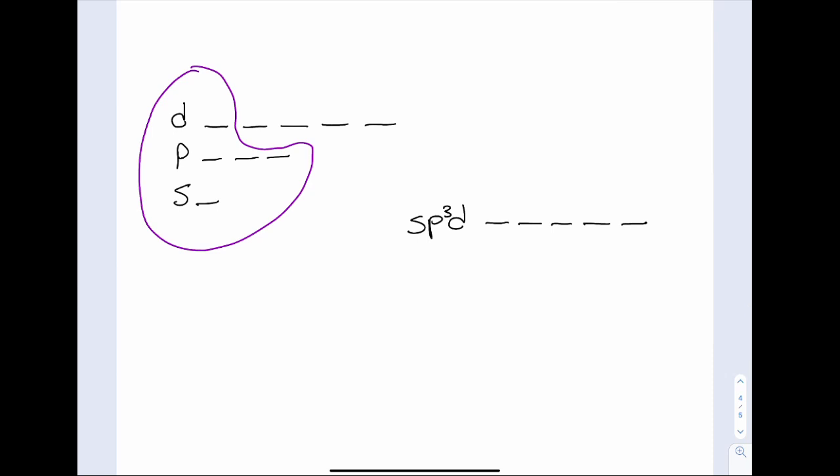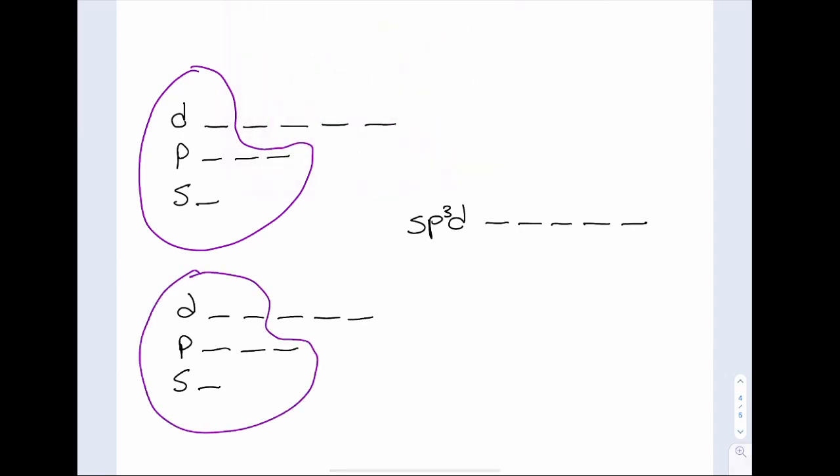6 electron groups. So I have my s, I have my 3 p's, I have my d's. I need 6 things, so I'm going to combine 6 things. I always start with the lowest. Because I combined 6 things, I get 6 out: 4, 5, 6. And then the name of it, I combined an s, 3 p's, and 2 d's, so sp3d2, I get 6 of them. Again, I do have 3 unhybridized d orbitals. We're not going to really use those in this course, but they do exist.